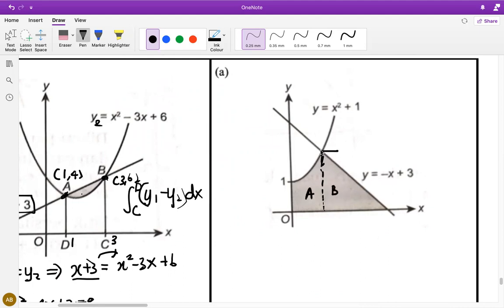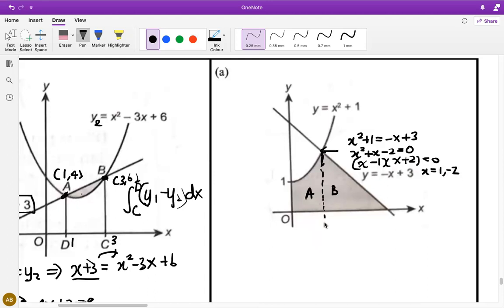So you need to know what this is. Again, we equate the y values. That means you get x squared plus 1 equals negative x plus 3. Therefore, you get x squared plus x minus 2 equals 0. Then you get (x + 2)(x - 1), so x equals 1 or negative 2.